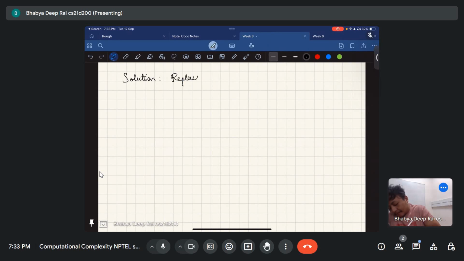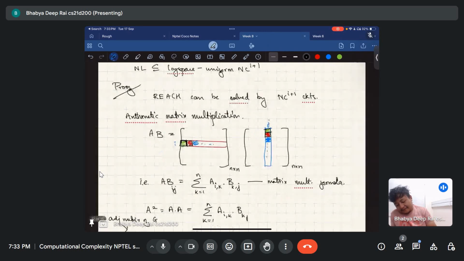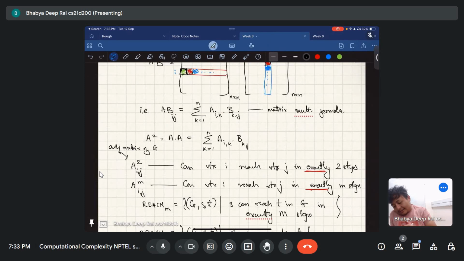Replace multiplication with and, and replace addition with or. So instead of the sigma in this formula, instead of adding, we are doing an or, and instead of multiplying, we are doing an and.